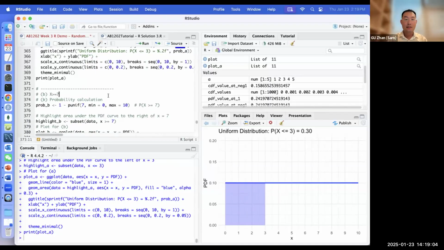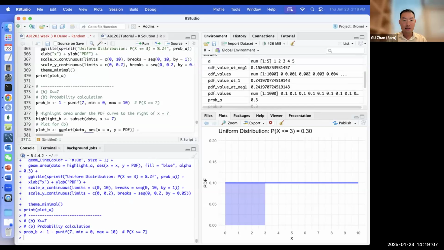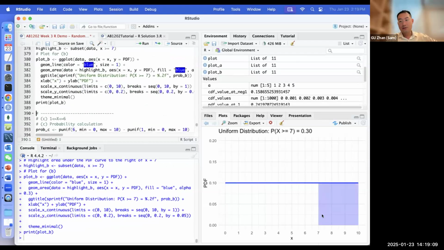Next, X greater than 7. Let's have a look. X greater than 7 is here, from 7 to 10. So that's the area. 3 times 0.1 is also 0.3.